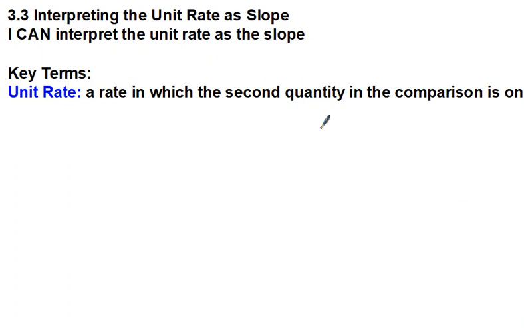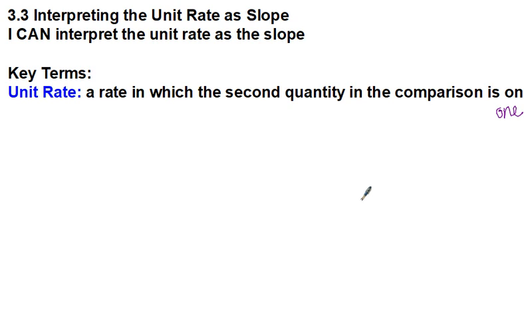All right, so we are doing 3.3, interpreting the unit rate as slope. So I can interpret the unit rate as a slope. A unit rate is a specific kind of rate in which the second quantity in the comparison, oh, this totally got cut off, it's the word 1.